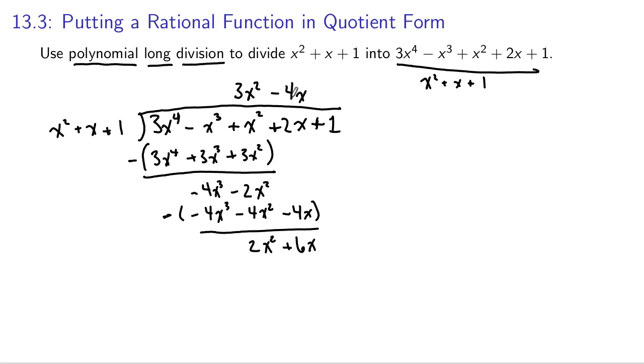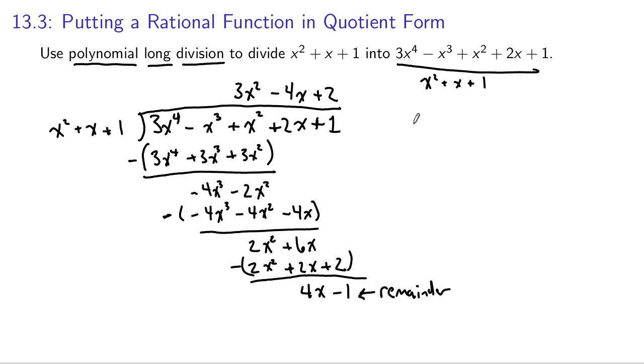And now we have the last step, which is, what do we multiply x squared by to get 2x squared? It would be plus 2. 2 times x squared is 2x squared. 2 times x is 2x, 2 times 1 is 2, and subtracting, we get 6x minus 2x is 4x, 1 minus 2 is minus 1. This is our remainder here at the bottom after we've gotten the final term in our result, in our quotient.